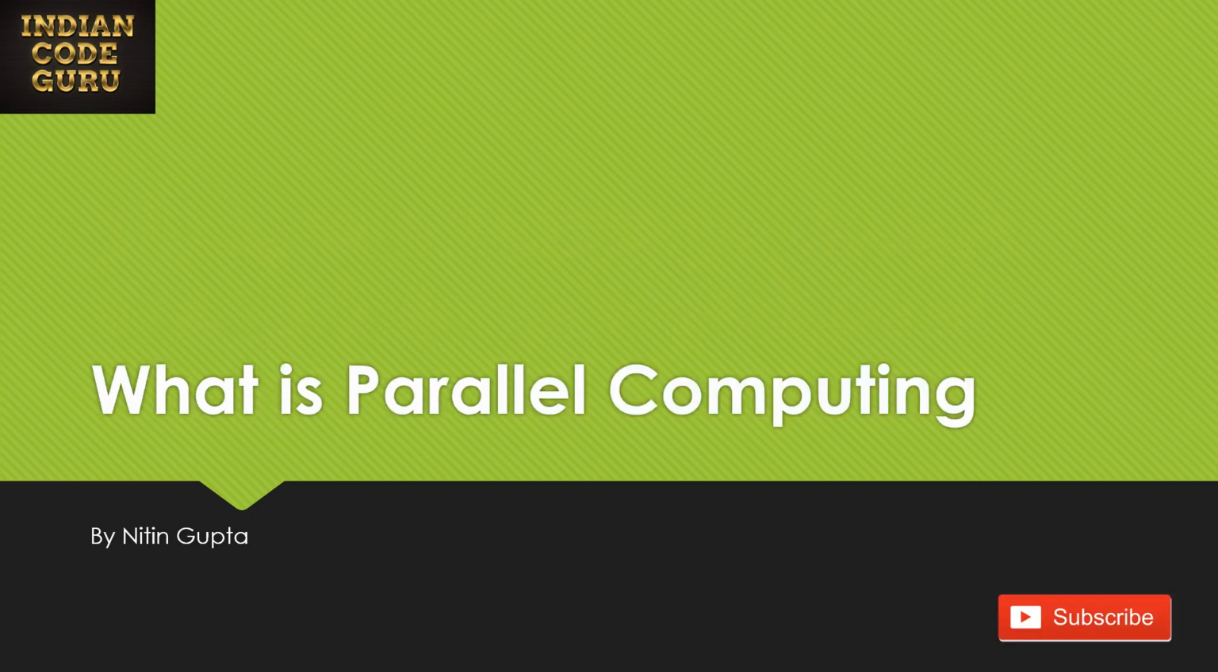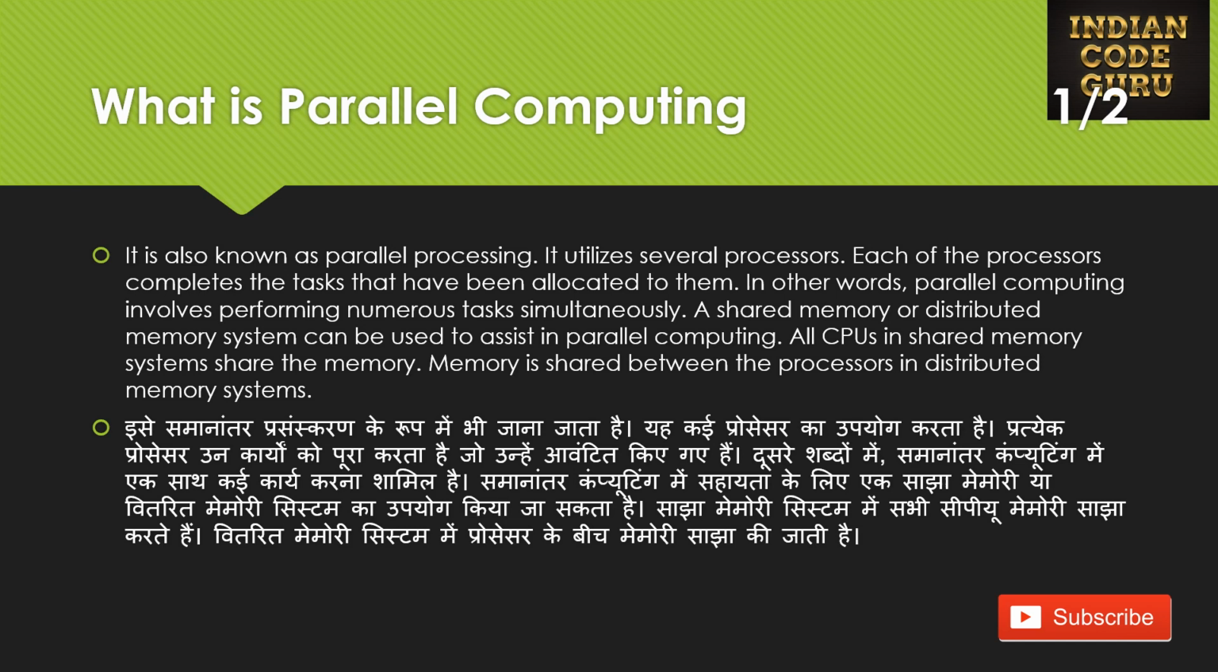What is parallel computing? It is also known as parallel processing. It utilizes several processors. Each of the processors completes the tasks that have been allocated to them. In other words, parallel computing involves performing numerous tasks simultaneously. A shared memory or distributed memory system can be used to assist in parallel computing. All CPUs in shared memory systems share the memory. Memory is shared between the processors in distributed memory systems.